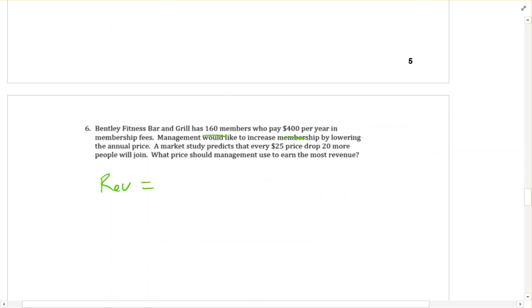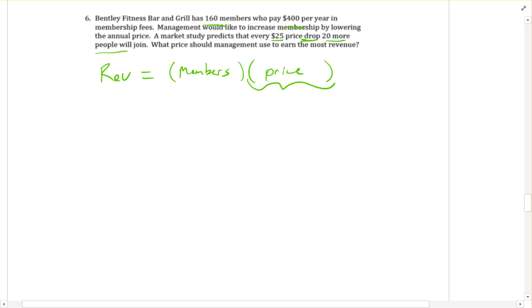So start with those. And then it says a market study predicts that every $25 price drop, so would you add or would you subtract, is going to give you 20 more people will join, right? So it's going to be the same type of setup. See if you can figure out what price management should use to earn the most revenue. Remember, one of these is going to be price, so this would be like members times price. You're answering what this part in brackets would be. Okay, so go ahead and do that.